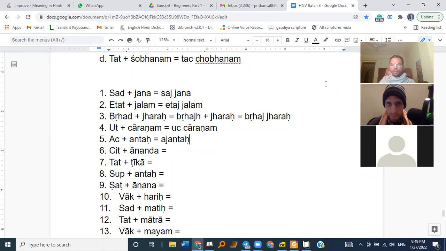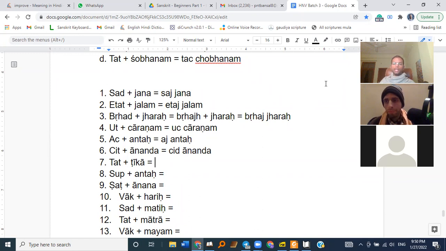Ach yukta antah. Here we apply Vishnu Daso, Vishnu Padanti, Hari Ghoshe, Hari Gada, 61, and we get Aj anta, Ajanta. Cha becomes ja, the third letter, Hari Gada. Chit yukt Ananda, same Vishnu Daso, Vishnu Padanti, Hari Ghoshe, Hari Gada. So Chid Ananda. Ta becomes da.